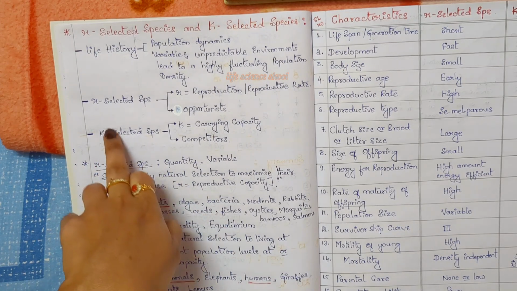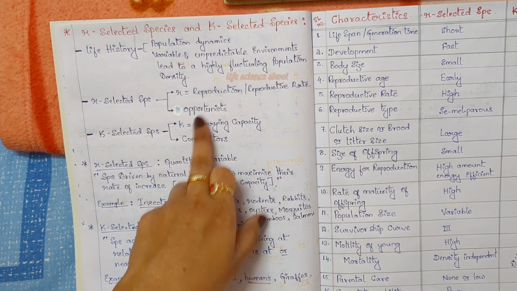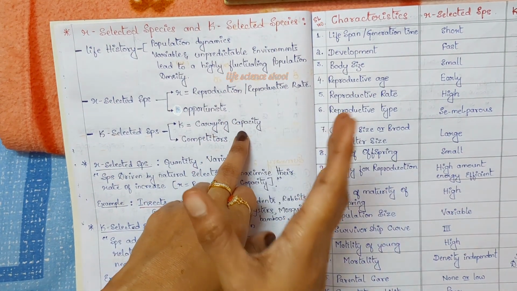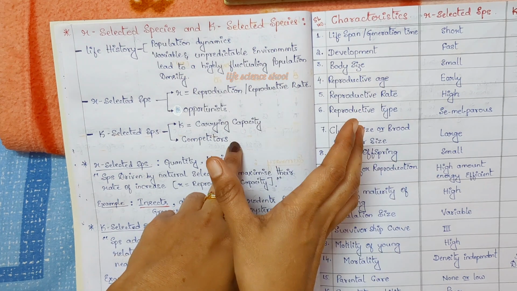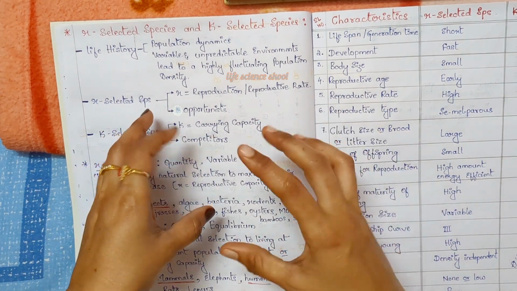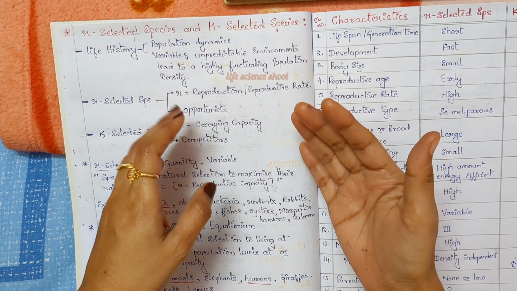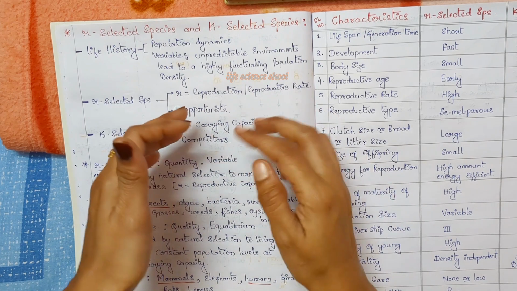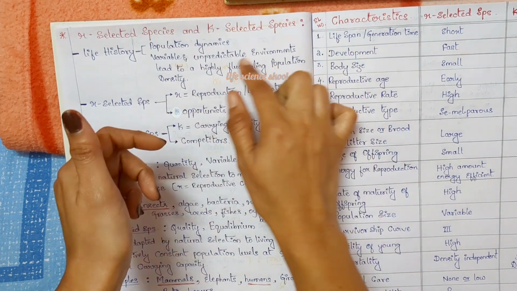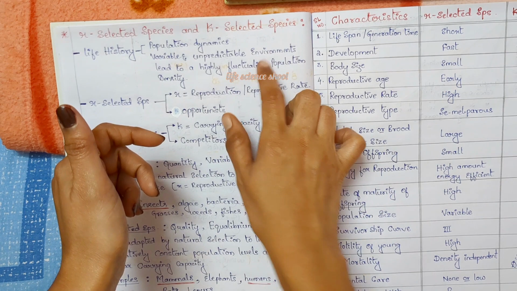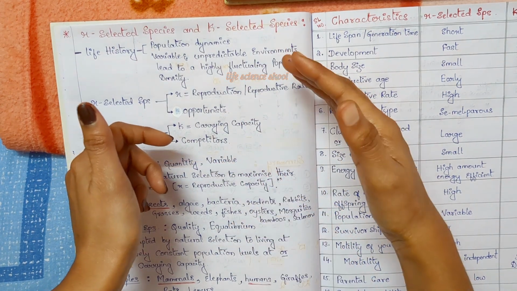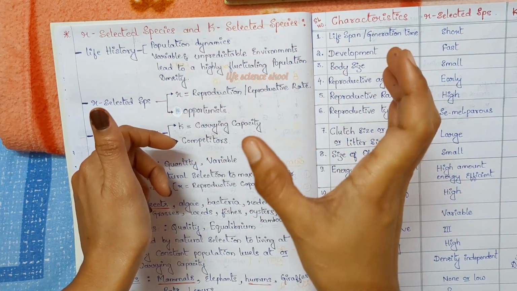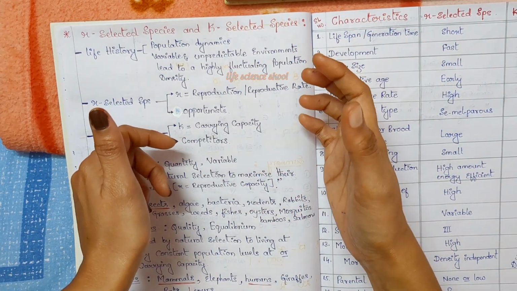K-selected species means k represents carrying capacity. I just now explained what carrying capacity is: the number of organisms that can be supported by the resources available in a habitat. On the other hand, relatively constant or predictable environmental conditions allow a population to reach its carrying capacity, maximum carrying capacity, and thus a high average population density.